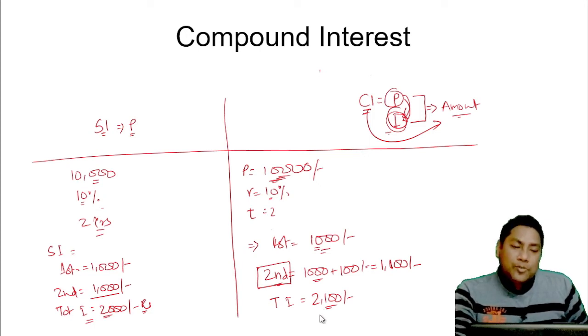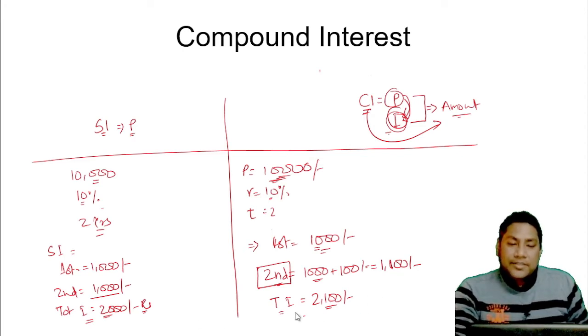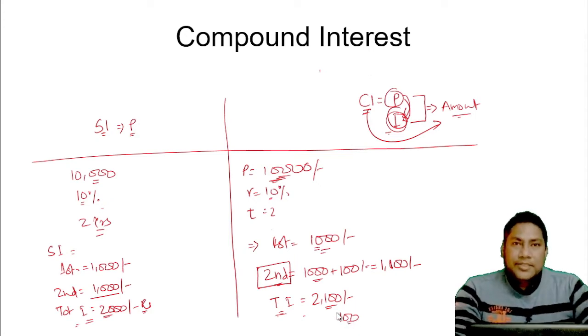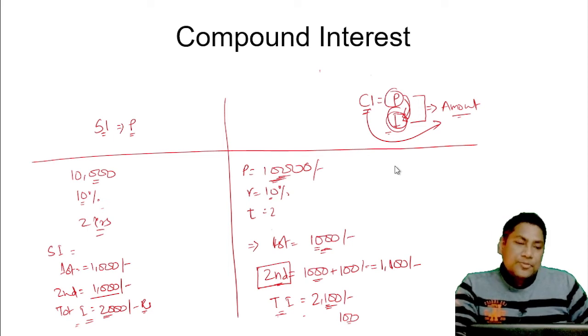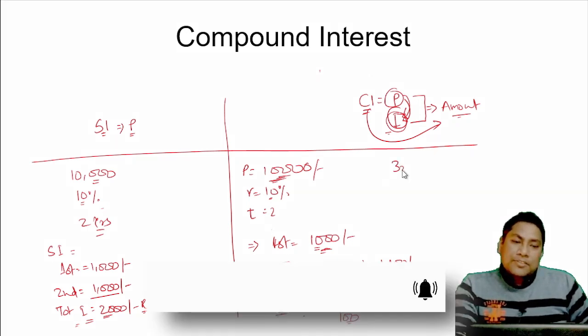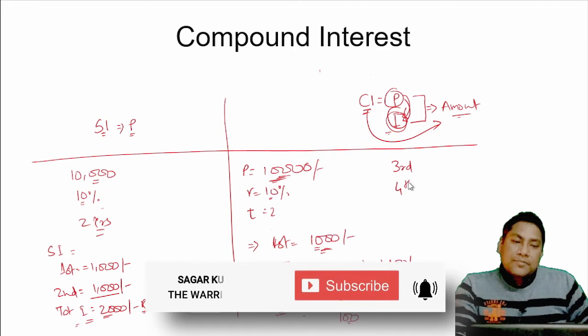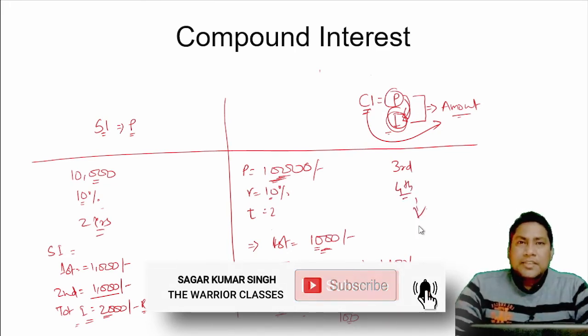Here the simple interest is 2,000 and the CI that we have calculated is 2,100. So the difference is 100 rupees. There is a difference of 100 rupees between the CI and the SI. So friends, this is the method to take out the CI. By this approach we can calculate the compound interest of the third year, fourth year and so on. This is one type of approach to calculate the CI.